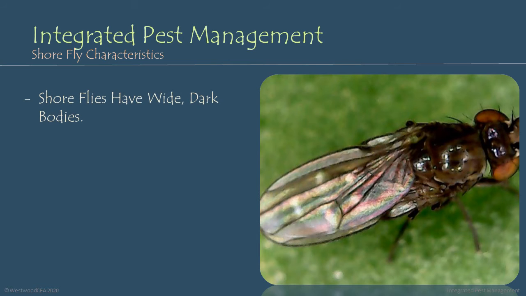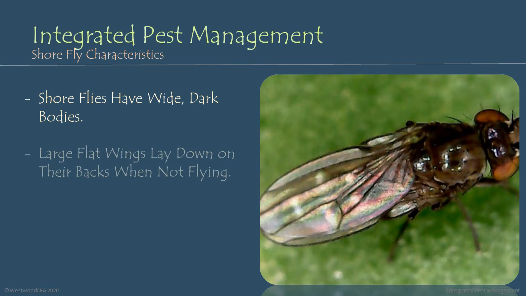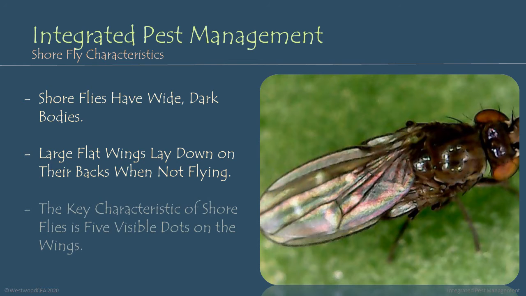Shoreflies have wide, dark bodies and large, flat wings that lay down on their back when they're not flying, as pictured here. The key characteristic for identifying shoreflies is the 5 visible dots on their wings. This is the leading characteristic that distinguishes things like shoreflies from things like fruit flies.